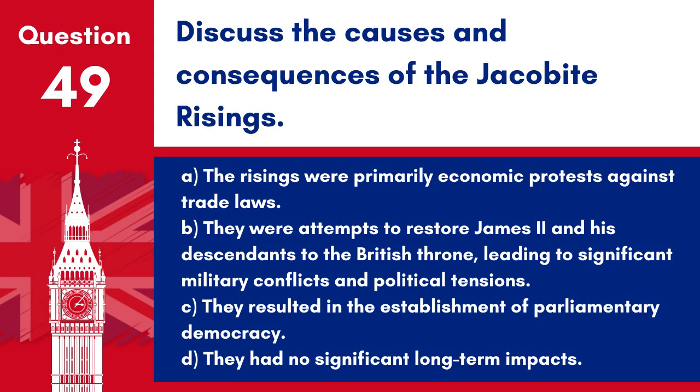Question 49. Discuss the causes and consequences of the Jacobite risings. A. The risings were primarily economic protests against trade laws. B. They were attempts to restore James II and his descendants to the British throne, leading to significant military conflicts and political tensions. C. They resulted in the establishment of parliamentary democracy. D. They had no significant long-term impacts.